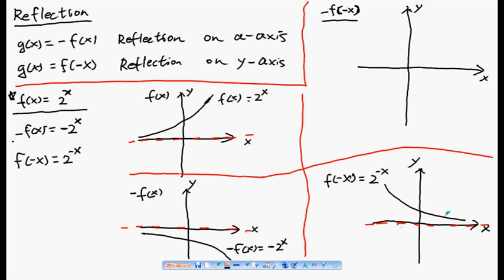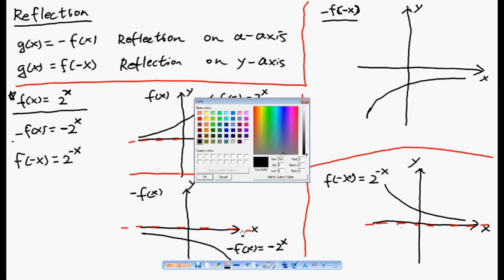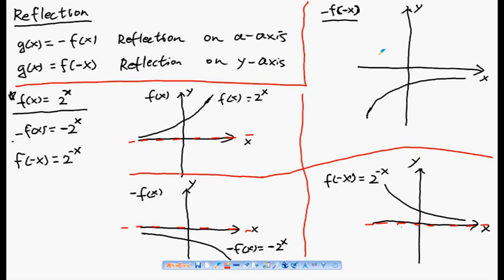Now let's look at this one. We did a reflection on the y-axis. It looks like that. So we need to do one more reflection on the x-axis from this graph. It would look something like this. And the asymptote is the same, because the asymptote is y equals 0, no matter how you reflect it, it is always the same thing.